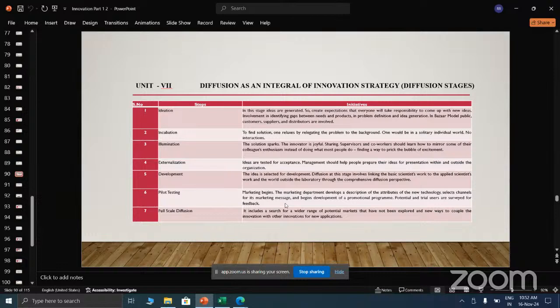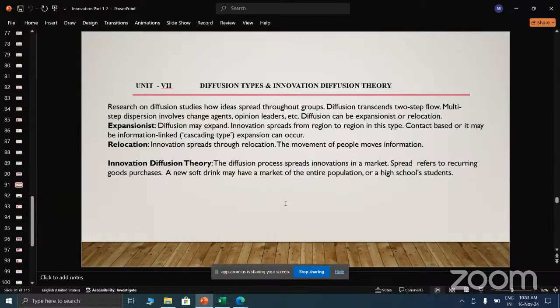And the last stage is full-scale diffusion. It includes a search for a wider range of potential markets that have not been explored previously, and generating new ways to couple the innovation with other innovations of existing applications or new applications. Now let us look at diffusion types and innovation diffusion theory.